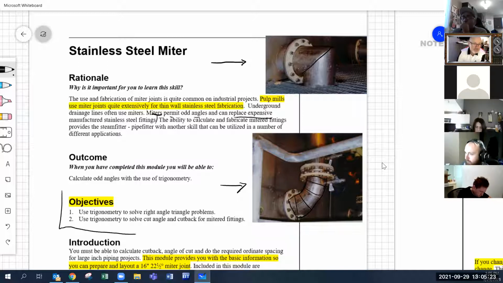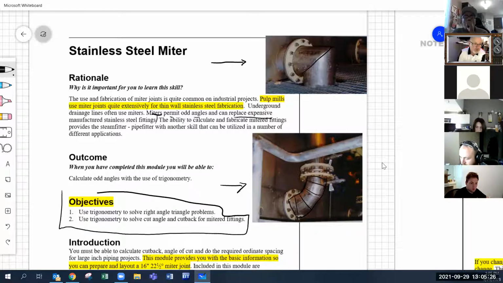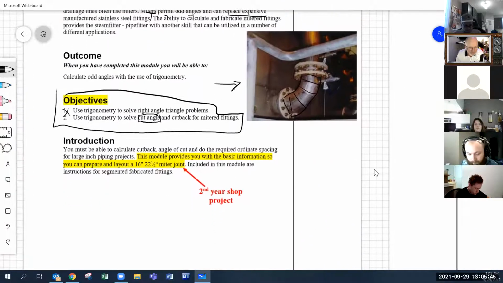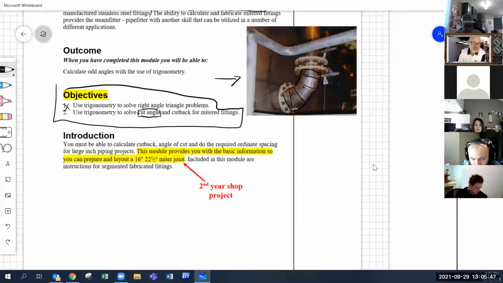But these are the objectives right here. And what we're going to do is use trig to solve right angle triangle problems. We are not going to do cut angles, but we will talk about it just a little bit, so we have an idea of what they're saying in this ILM. Now, as you can see, it says in here, this is a second-year shop project. This is for steam fitter, not for us plumbers. Okay, so that's where I got this.